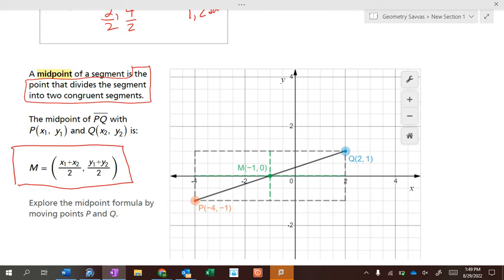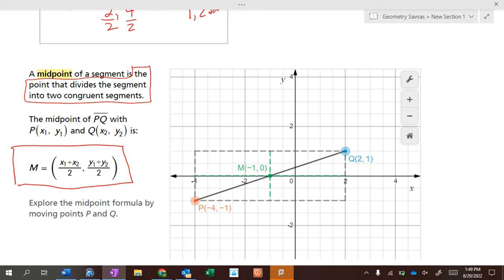You take the x value of your first point plus the x value of your second point, add them up, and then divide by 2. Then you take the y value of your first point plus the y value of your second point, and divide by 2. Okay? That's how we're going to use the midpoint formula.